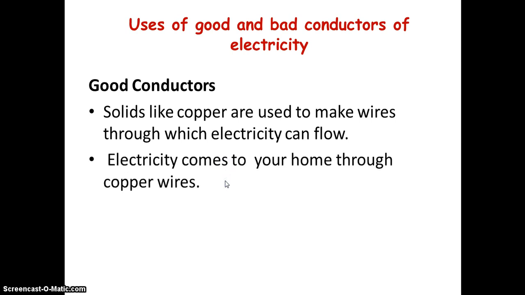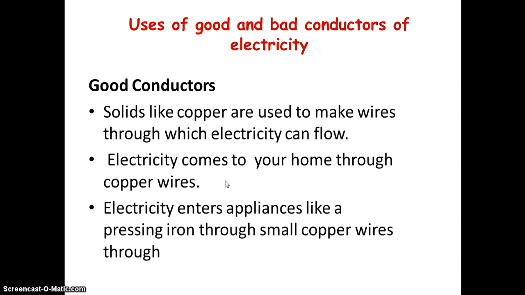Okay, and so electricity comes to your home through copper wires, and maybe you've noticed this when you go outside or along your road. You'll notice there are these poles which have copper wires, and there will be a wire which is connected to your house. Those wires you see which run from pole to pole, they're actually copper wires, and they're the ones which bring electricity to your home. Why is that so? Because copper is a good conductor of electricity.